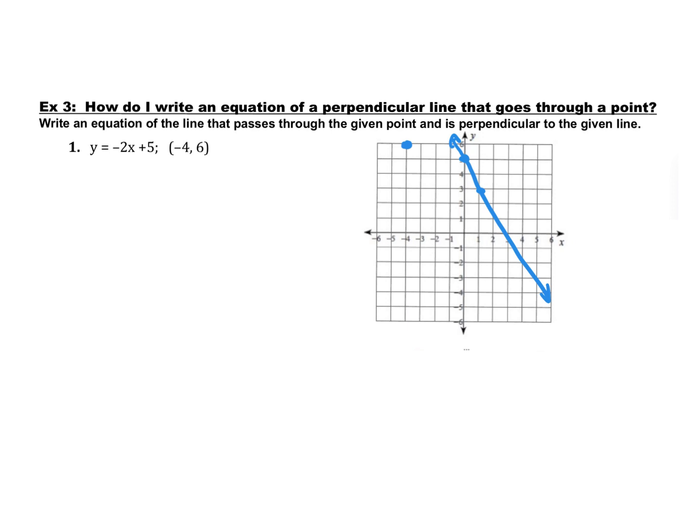All right, so now let's write the equation for our line. So we know that we've got a slope of negative 2, and so our perpendicular slope is going to be the opposite reciprocal.